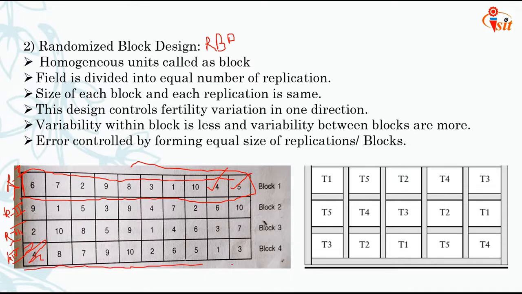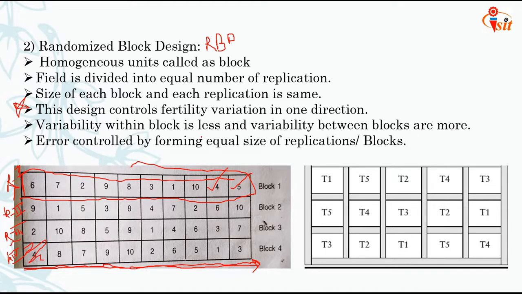If you have a field, in one direction only, it controls the fertility variation. So if you have a land of rectangular size, then the fertility of this portion is obviously different from that of this portion. So it minimizes the fertility variation in one direction only. This is important for your examination, that this design controls the fertility variation in one direction.